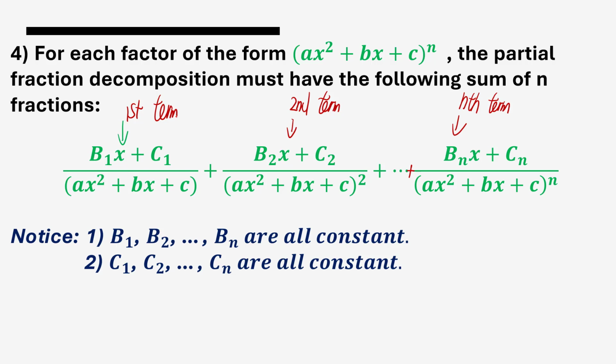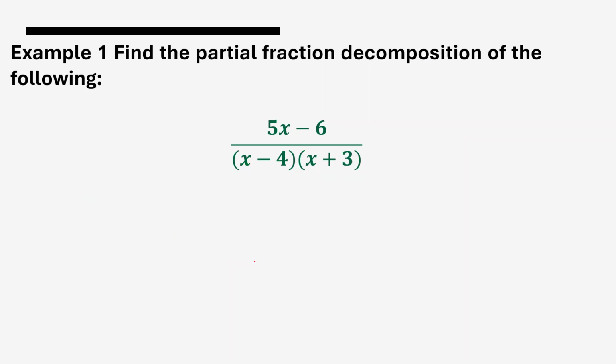It will be bnx plus cn over ax squared plus bx plus c to the n power. And again, right here, b1, b2, b3, b4, all the way to bn, they are all constant. c1, c2, all the way to cn, they're all constant. So that's an important thing to recognize. And now once we go over all this process, then we're ready to look at some of the examples.